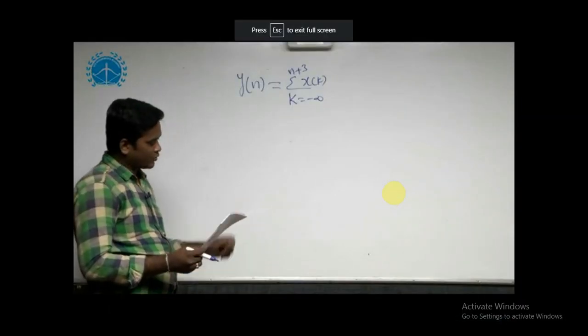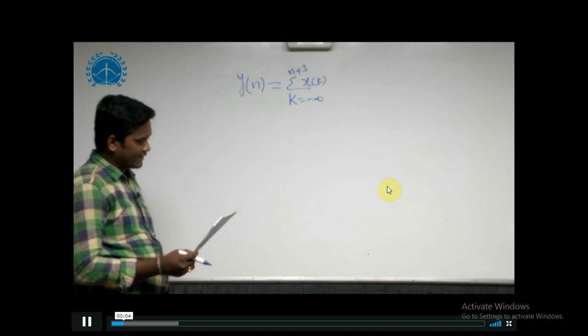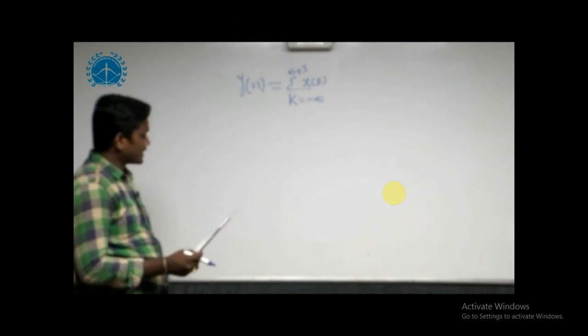This is the input-output relationship of the system, and the question is asking whether it is causal stable, causal unstable, non-causal stable, or non-causal unstable. So how to verify this? Let us see now. First, causal.